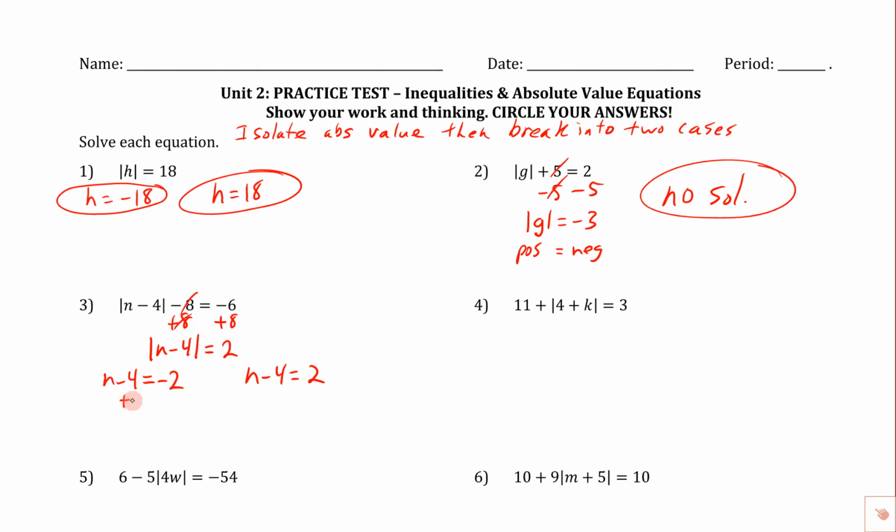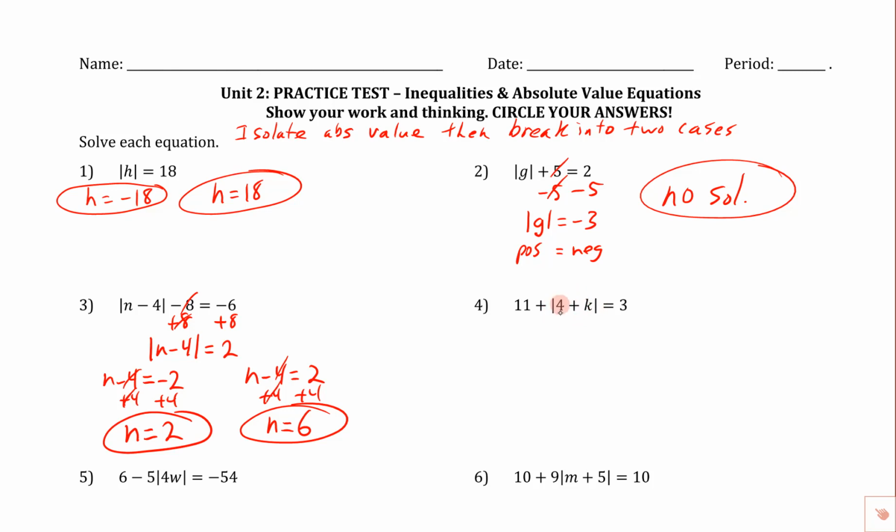We'll go ahead and solve this. We're going to add 4 here and add 4 here. So we get n equals, in this case, negative 2 plus 4 is 2. So one of the answers is 2, and the other answer right here, we're going to do the same thing. We're going to add 4. Those are going to cancel. We end up with 6. So we get two completely different answers on that particular one. Let's keep going on this one. Let's take a look at number 4.